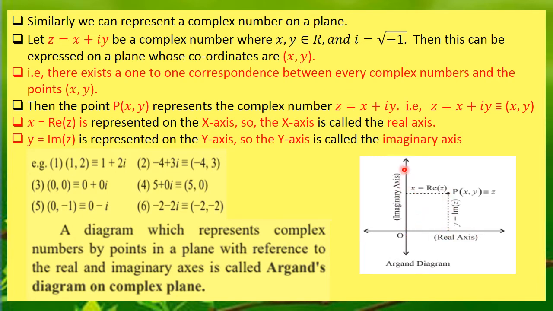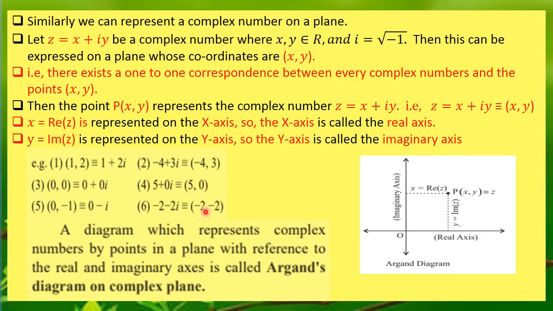Now examples. First one, ordered pair (1, 2) can be written as 1 + 2i. The point (1, 2) corresponds to the complex number 1 + 2i. Minus 4 + 3i can be written as ordered pair (-4, 3). And ordered pair (0, 0) is 0 + 0i. And 5 + 0i can be written as (5, 0). And 0 - i is (0, -1). Minus 2 - 2i is the ordered pair (-2, -2).